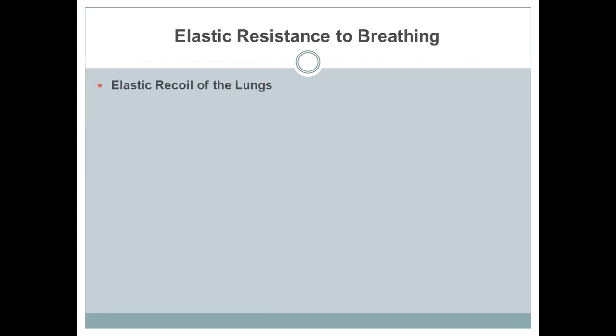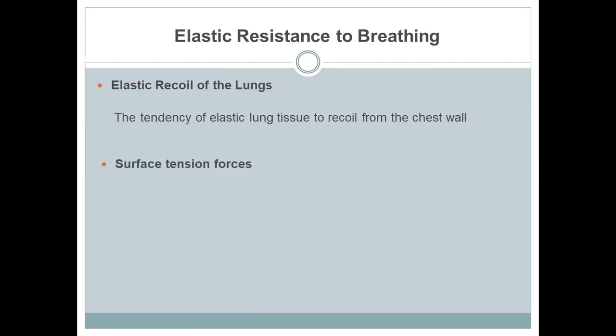Now coming to the elastic resistance. This elastic resistance is mostly due to the elastic recoil of the lungs. That is the tendency of the elastic lung tissue to recoil from the chest wall. Whenever inflation is occurring, there will be a tendency of this elastic lung tissue to recoil back. And overcoming this recoil is the resistance during the mechanism of breathing.